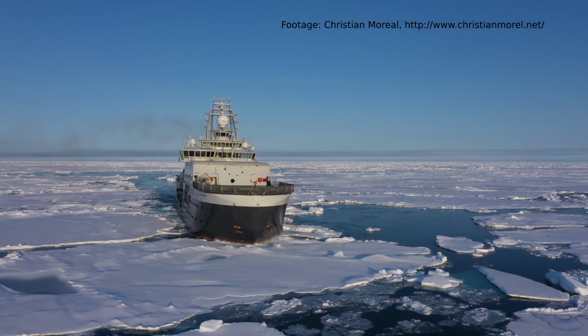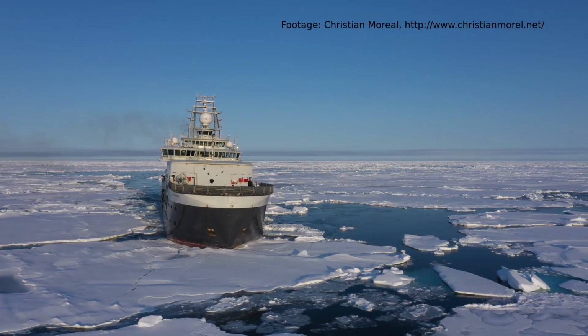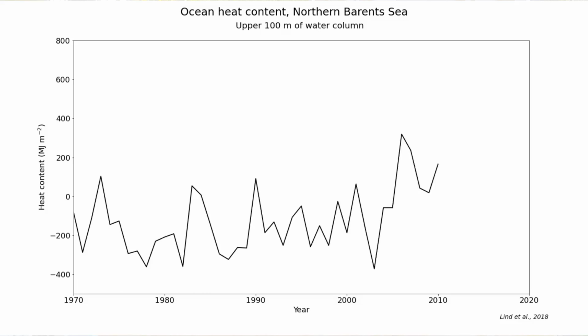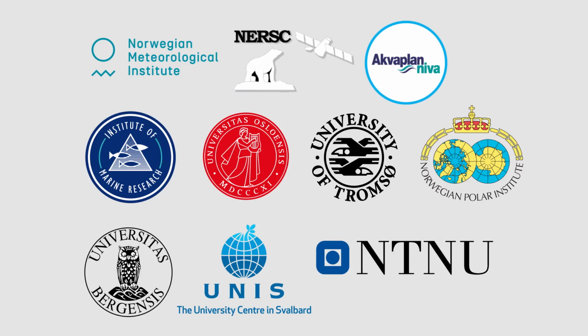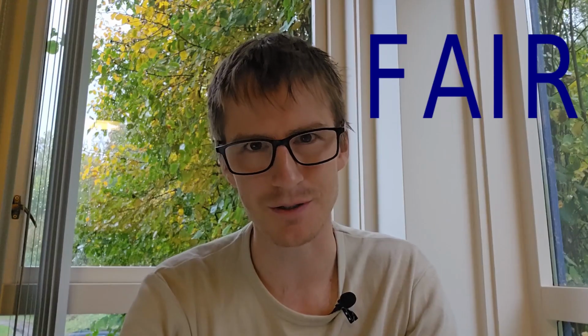The Northern Barents Sea is one of the fastest warming places on the planet, with average annual temperatures today around 4 to 5 degrees warmer than they were in the 1970s. The project has involved around 280 people from 10 of Norway's top research institutions. This includes geologists, geophysicists, biologists, chemists and engineers, and it's been part of my job to help all of these people publish their data in a way that is in line with the FAIR data management principles.